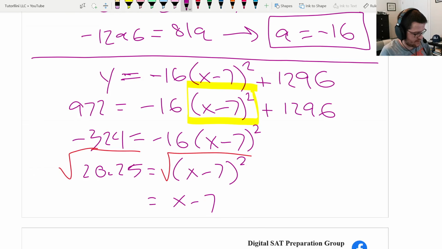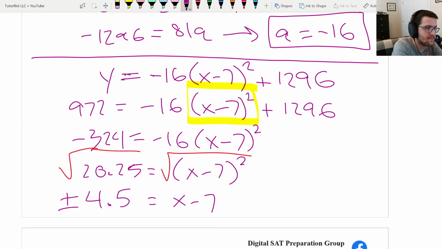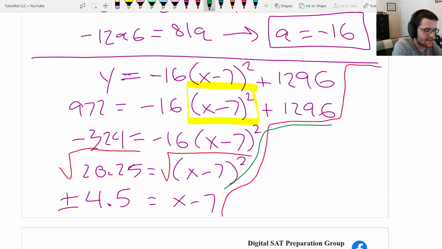And the square root of 20.25 is 4.5. But don't forget, guys, when you take the square root of a square in an equation, you've got to put a plus or minus on the other side. So we're going to now come over here, and we're going to break this up into two equations.